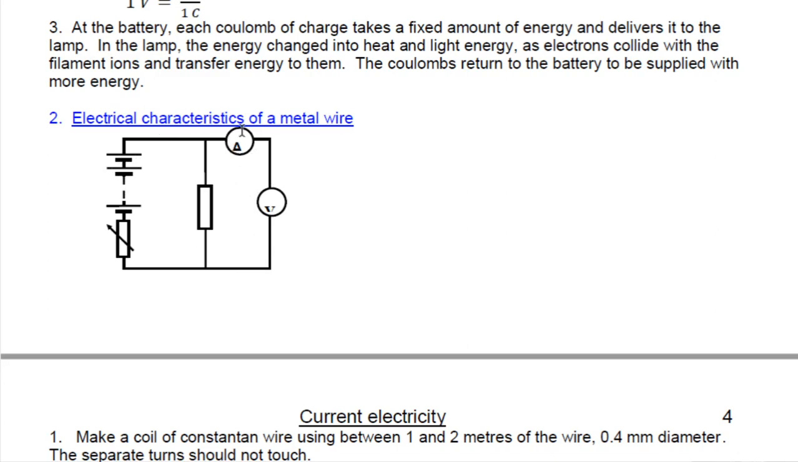Now we always connect an ammeter to measure the current, and it is connected in series in a circuit, and we connect the voltmeter across a component. We connect the variable resistor to control the amount of current that flows in the circuit.